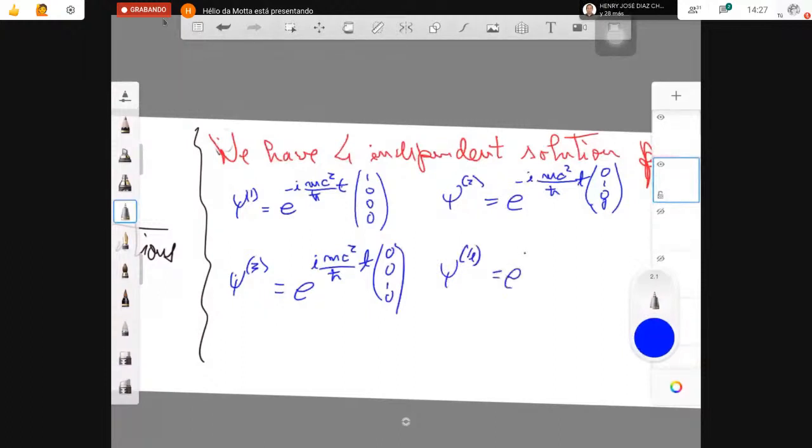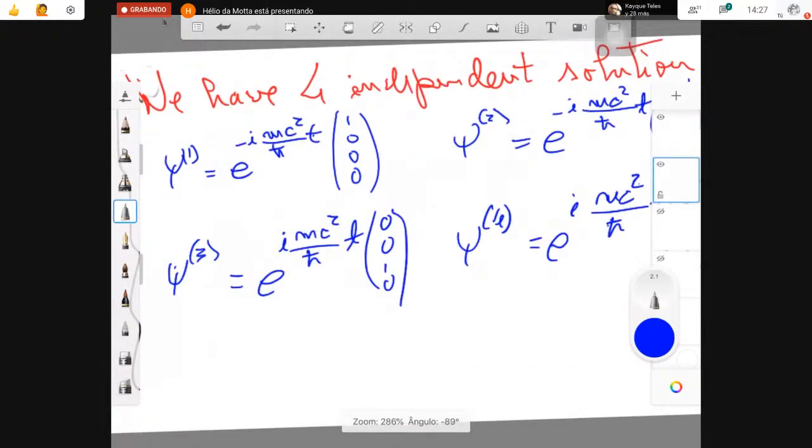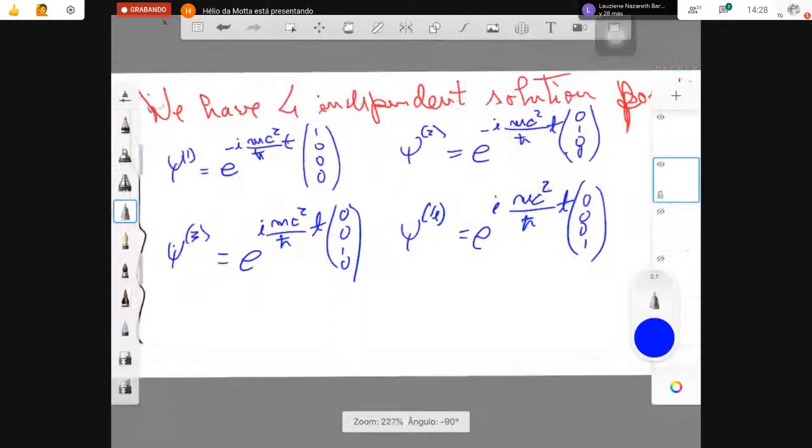I M C squared, 0, 0, 0, 1. Okay, if we attend, those are totally independent because they have here 4 components. The first one has 1, 0, 0, 0. The second one, 0, 1, 0. So they are independent. We cannot write this first one as a combination of the other 3 because all the other 3 lack the first component. Okay? And again, as I mentioned yesterday, C is the speed of light, H slash that's Planck constant.